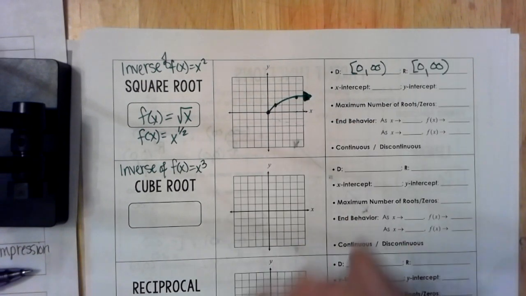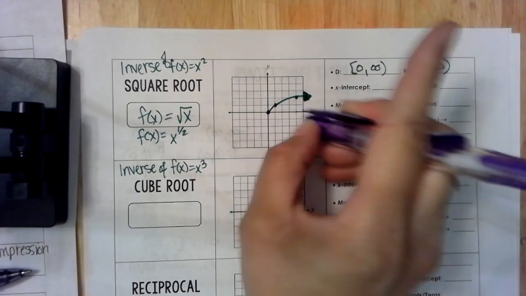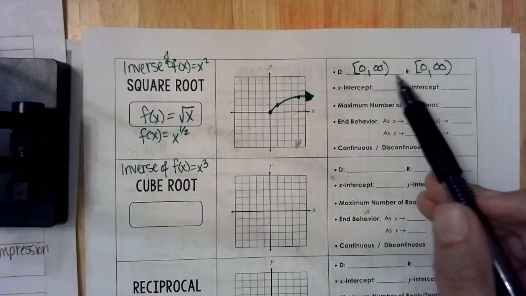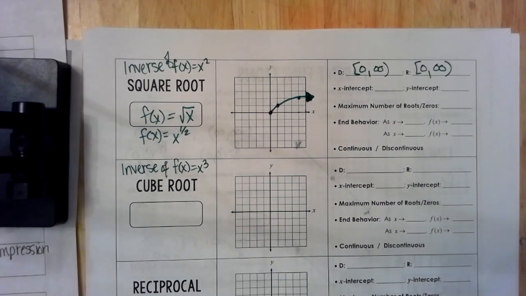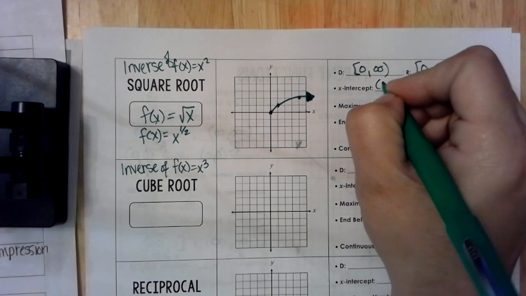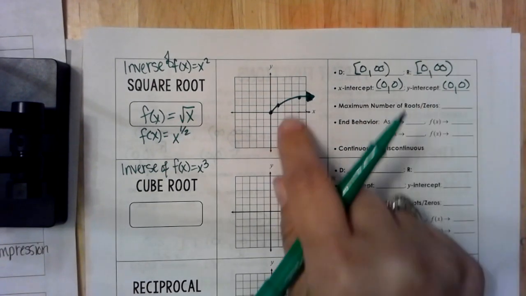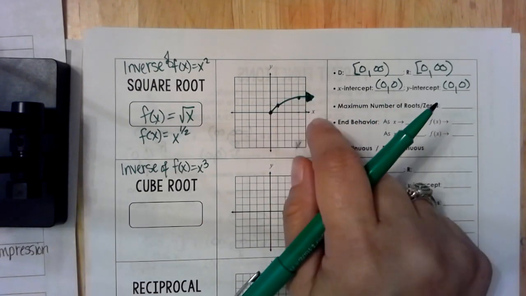So that's why I didn't draw it. And that's why the range is also limited to 0 to infinity. Okay? My x-intercept is (0, 0), and my y-intercept is also (0, 0). If I was to move this down, it would only ever touch at one place.